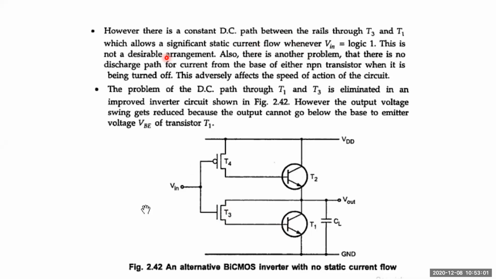And this is not a desirable arrangement. If it is constantly supplying some voltage over here, or constant input base current, you cannot expect any kind of output at the output of the BiCMOS inverter, because whenever the T1 is turned on, your T1 will be completely transformed into a current sink.